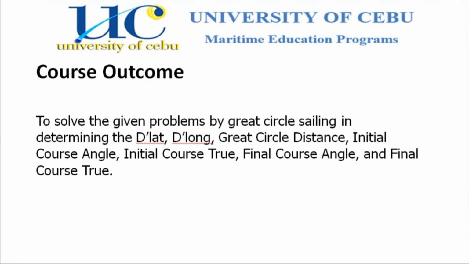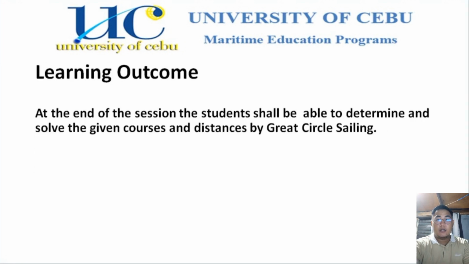And for our course outcome, to solve the given problems by Great Circle Sailing in determining the DLAT, the D-long, Great Circle Distance, initial course angle, initial course true, final course angle, and lastly, the final course true. And for our learning outcome, at the end of the session, the students shall be able to determine and solve the given courses and distances by Great Circle Sailing.